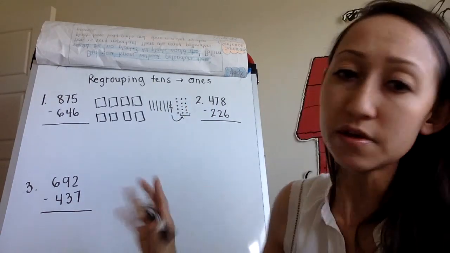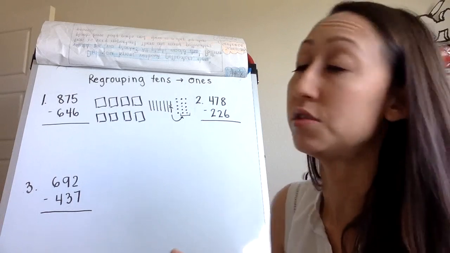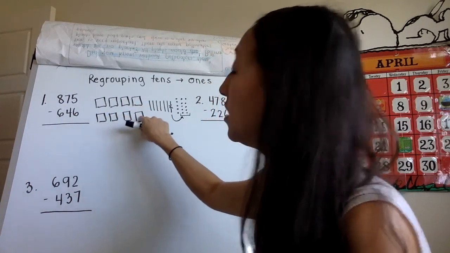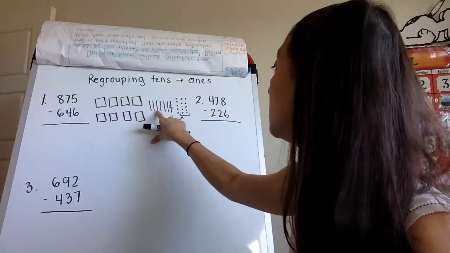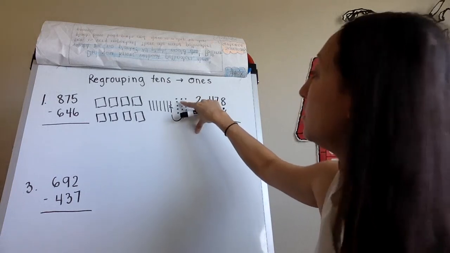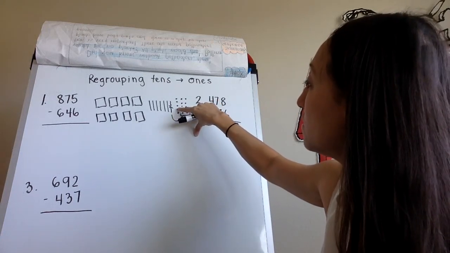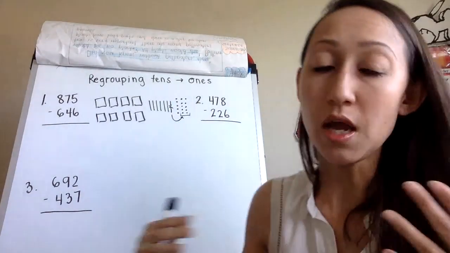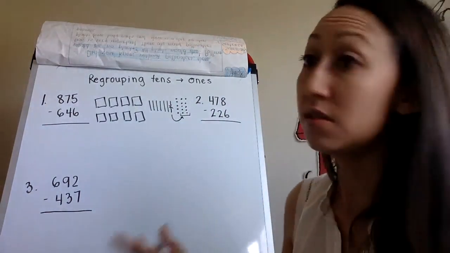So let's see if I still have the same number. I should still have 875, okay? So I have 1, 2, 3, 4, 5, 6, 7, 800, 10, 20, 30, 40, 50, 60, 70, 71, 72, 73, 74, 75. So I still have 875. My number hasn't changed. I just wrote it differently.